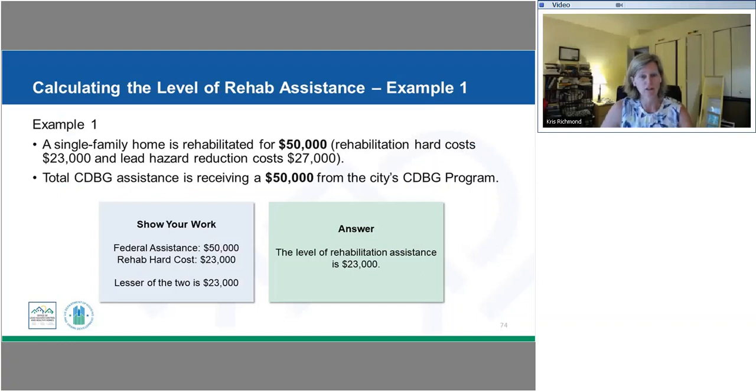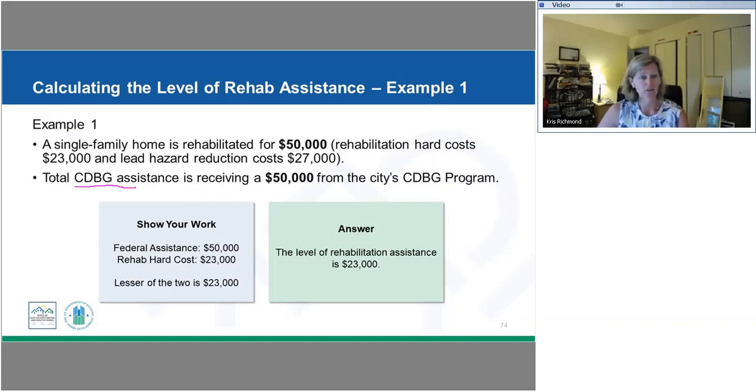Remember, we're trying to figure out the lesser of. So this is a single family example, so we only have one unit. It's a single family home being rehabilitated for $50,000. The rehab hard costs are $23,000, and the lead hazard reduction cost is $27,000. They're using CDBG funding, and they're receiving $50,000 from the city's CDBG program.